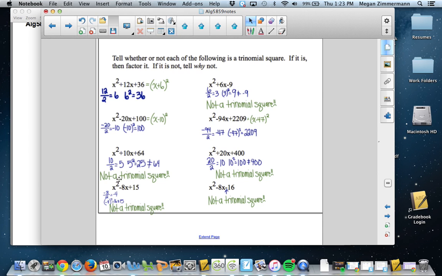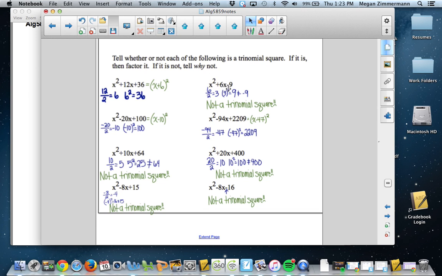And I do want to point out this one here, x squared minus 8x plus 15. So this is not a trinomial square, because if you take the middle term, negative 8x, so negative 8 divided by 2, you get negative 4. But if we square negative 4, we get 16, not 15. So we know it's not a trinomial square. Another way to see this is if you look at this plus 15. All of the last terms are perfect square numbers. 15, you can't take the square root of it and get a whole number. So we know that we can't factor it like a trinomial square.